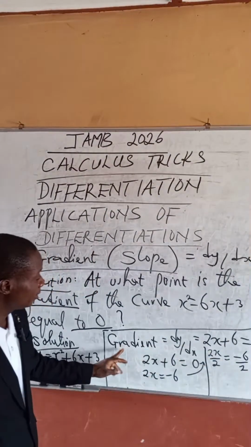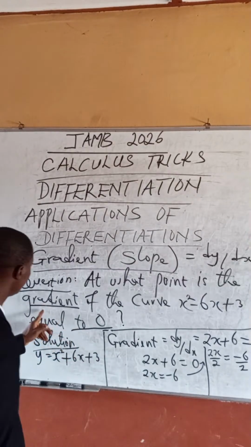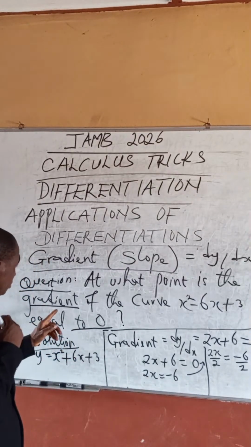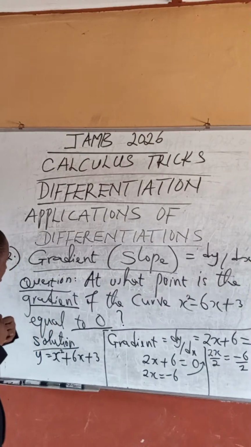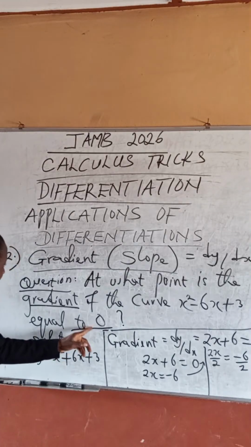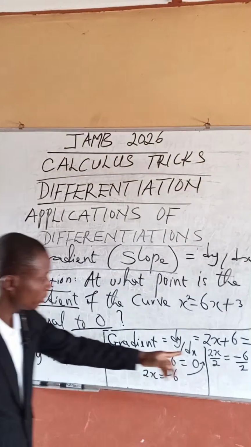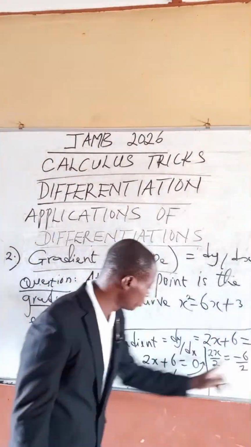Then for this question, we are given that the gradient is equal to 0. Okay, I hope you can hear me, please, because I'm not seeing the light. Okay, let me position well so that you can see the light. Now, we are given that the gradient is equal to 0. That's why we have 0 here. Then we can solve based on what we have here.